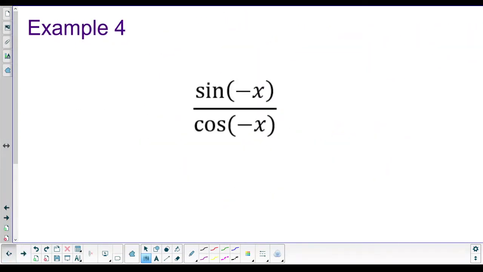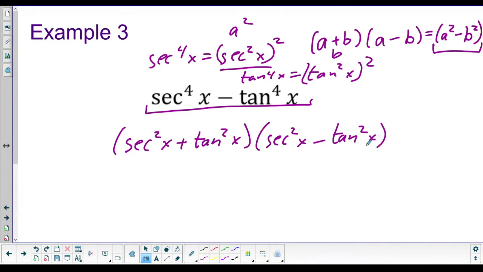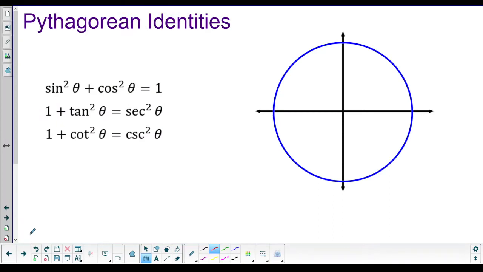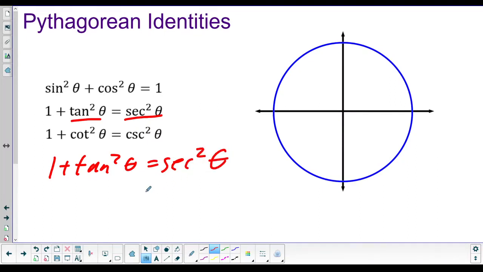So, as I was saying, notice we have a bunch of trig functions squared. This is maybe an indicator for that. Look for a squared function and a 1. Well, we don't have the 1. We have a squared function, but let's look anyway. So we have secant and tangent. Let's maybe rearrange this equation a little bit. 1 plus tangent squared theta equals secant squared theta.